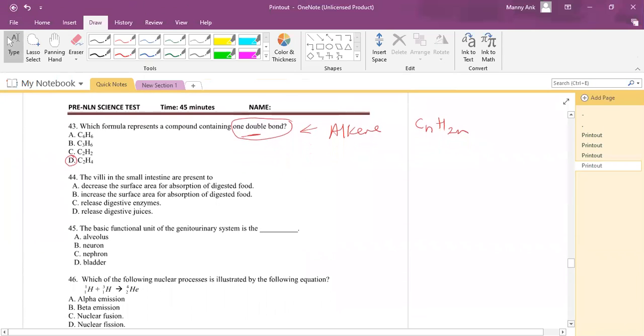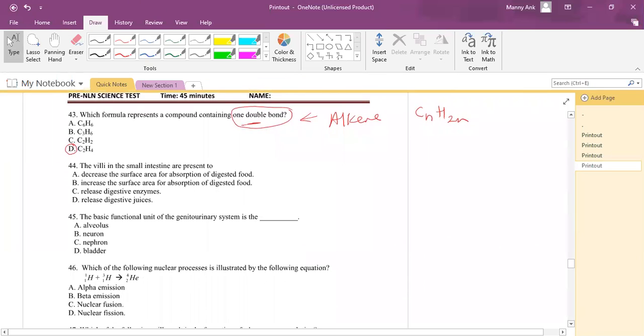44. The villi in the small intestine are present to, we said, do what? Increase the surface area for absorption of digested food. That is the function of the villi. Villi, the finger-like projections on the surface of the intestine.